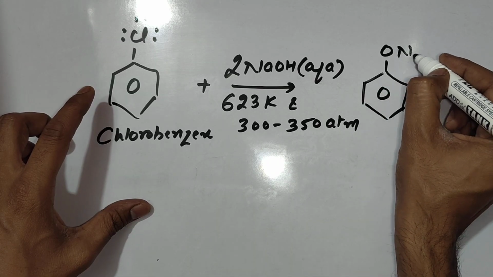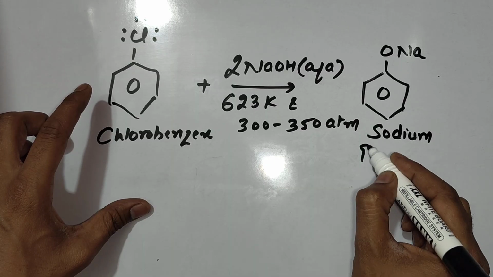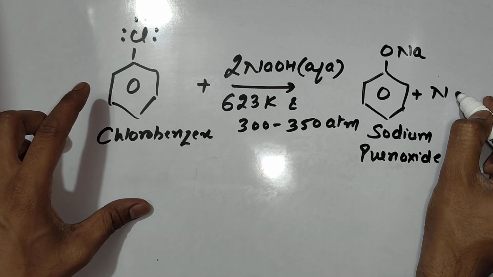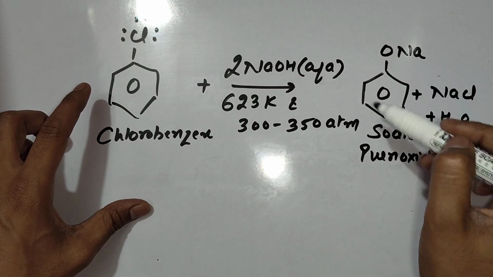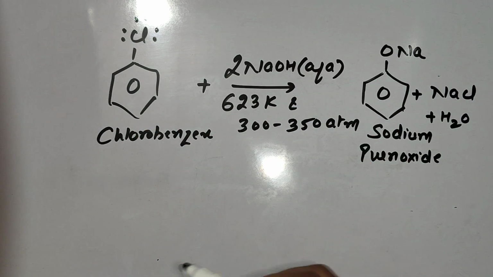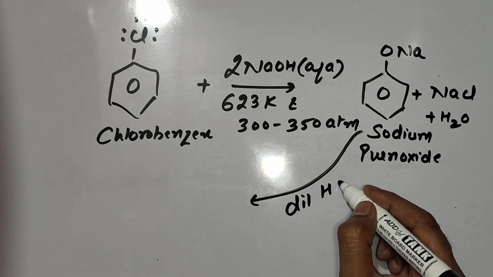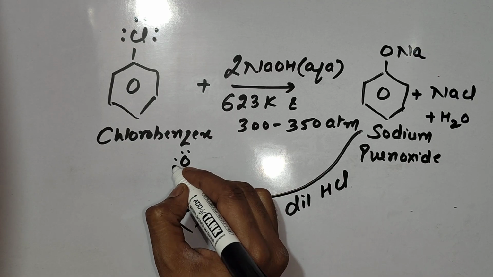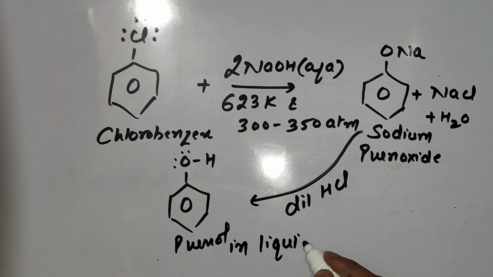In these conditions, firstly, it is going to create this. This is sodium phenoxide. Side products will be NaCl and water. NaCl and sodium phenoxide both are soluble in water. This on treatment with dilute HCl will give you finally phenol in liquid form.